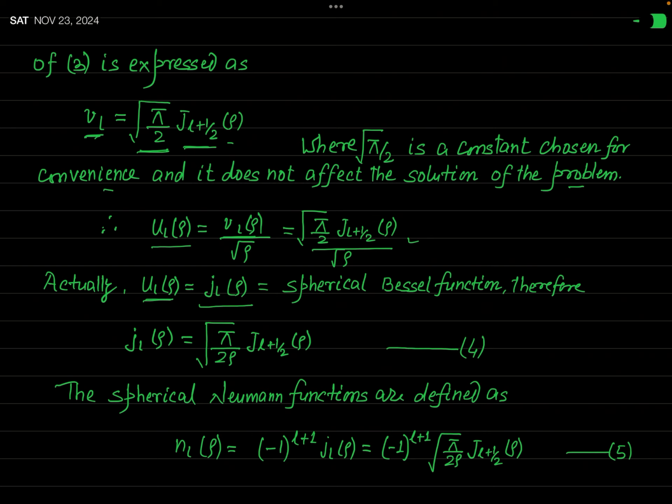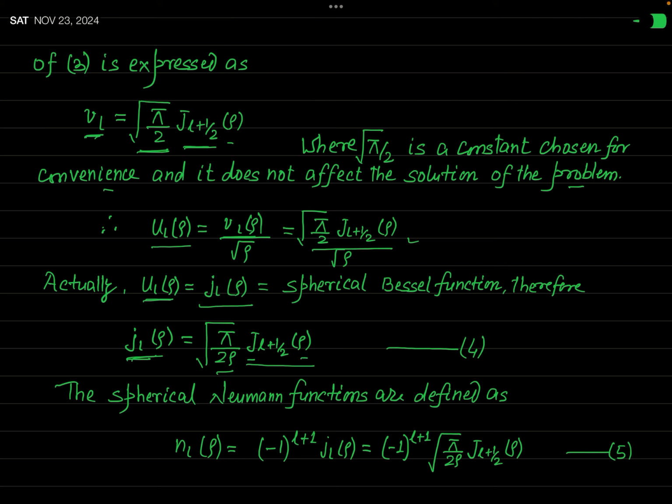So you can also say that this small j_L of rho is equal to the square root of pi over 2 rho times capital J_{L+1/2}. Actually here, this spherical Bessel function is represented by a small j, and the ordinary Bessel function is represented by this capital J. So the spherical Bessel function j_L of rho is equal to the square root of pi over 2 rho times capital J_{L+1/2} of rho.